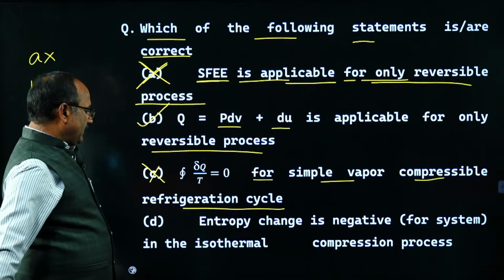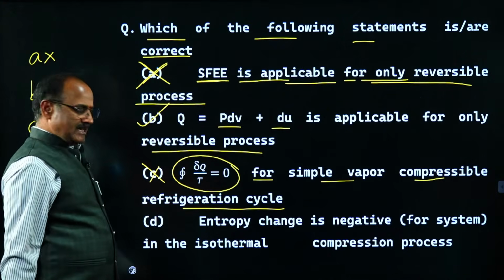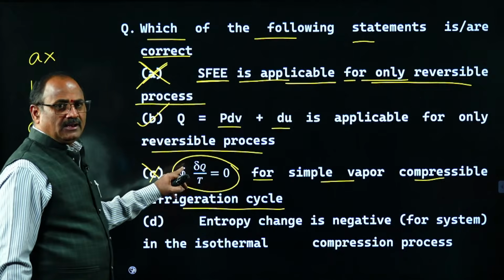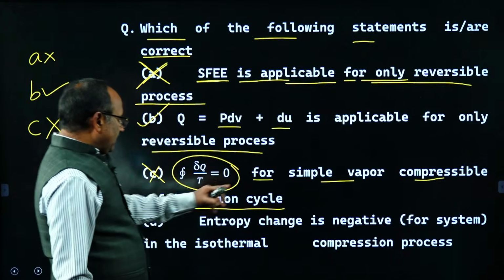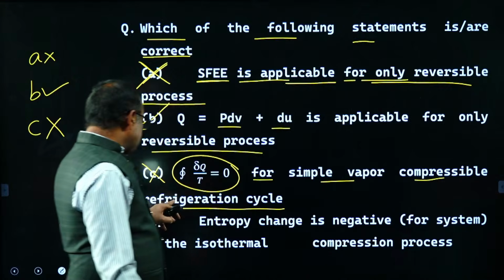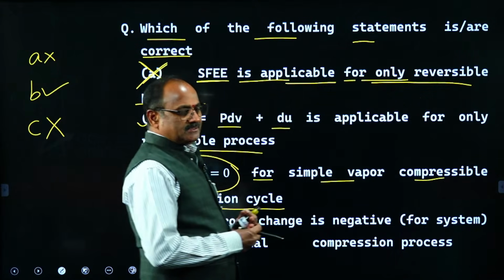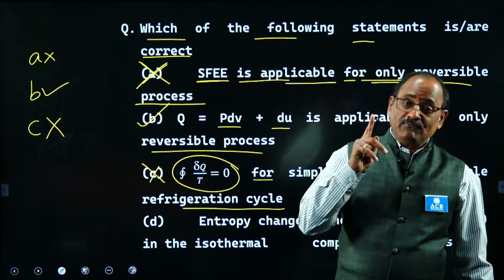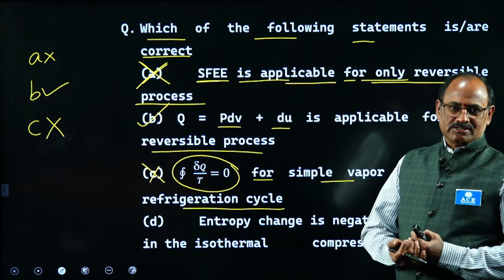Cyclic integral del Q by T equals 0 for a reversible cycle. This symbol is for only reversible cycle. But given the vapor compression refrigeration cycle, if you look at it, it consists of one process that is irreversible, that is the throttling process.